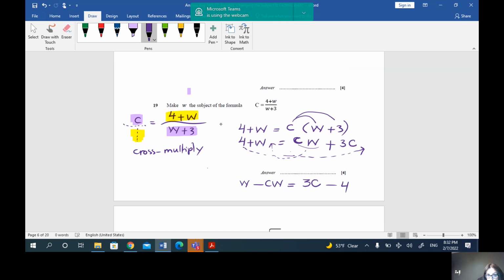Let's factorize the W. Why? Because W is my subject. So W, open the bracket, 1 minus C. How do we check our factorizing? W times 1 is W. W times negative C is negative CW or negative WC. And here 3C minus 4. Now, to make W the subject, you're going to divide all this by what's inside the bracket, 1 minus C.